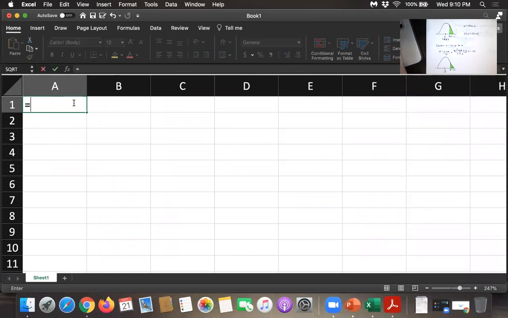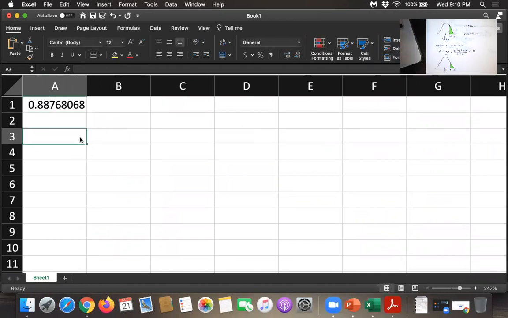So we'll enter equals norm.dist, and then it even reminds you right here that they want the x value, which is 72 inches, and the mean of this normal distribution is 68.6 inches. The standard deviation is 2.8, and we want the area to the left. And that's not our answer, but that is telling us that the area to the left is approximately 0.886768, and so on. So the area to the right is going to be 1 minus that answer.